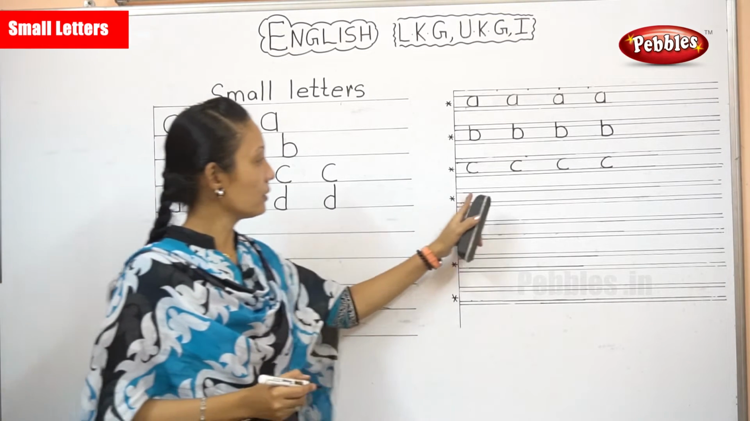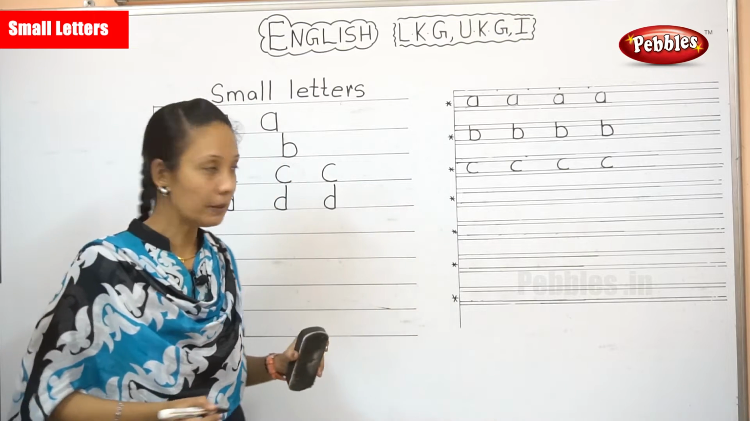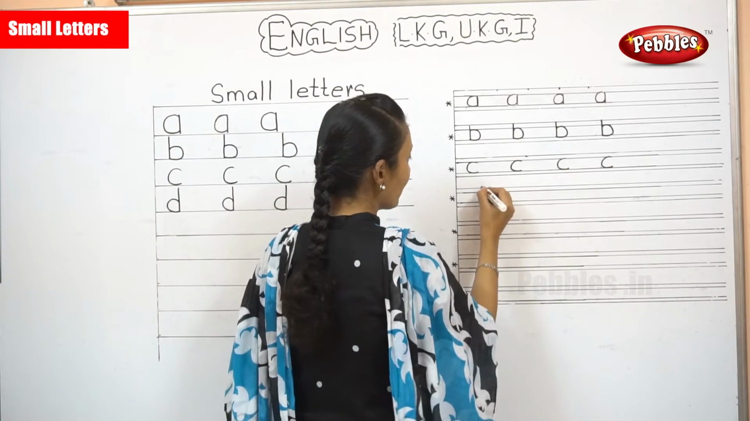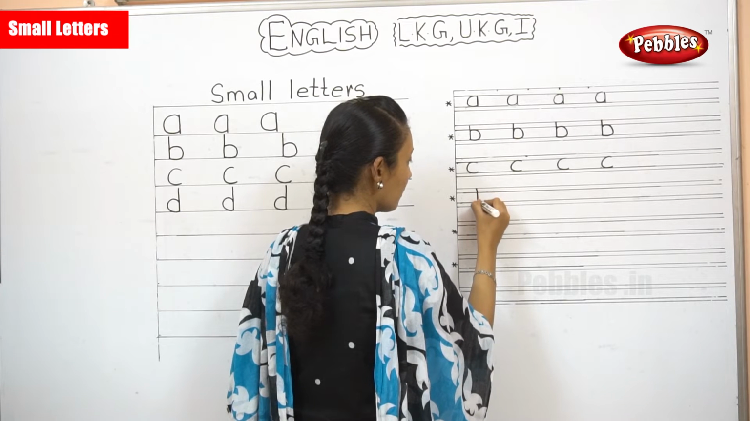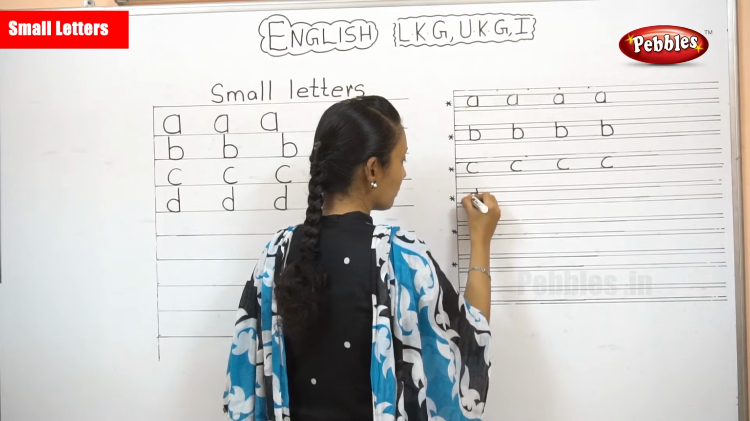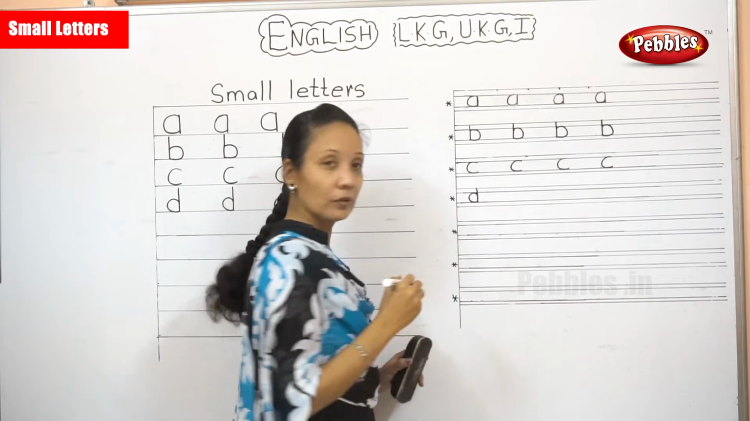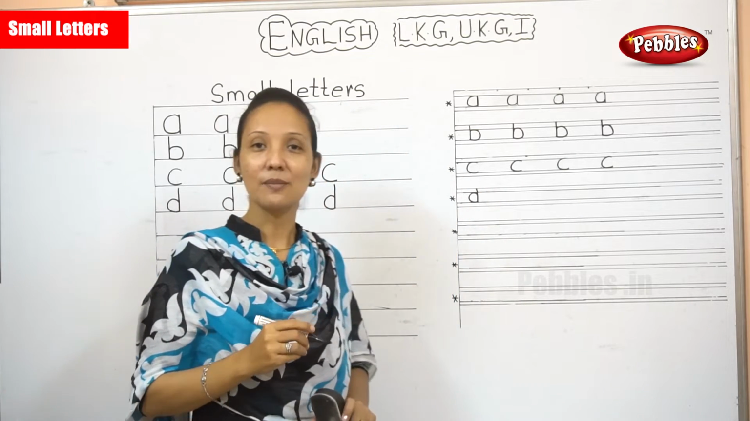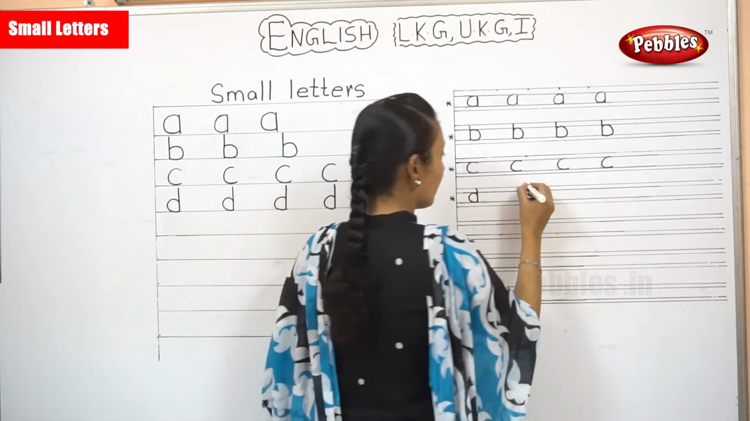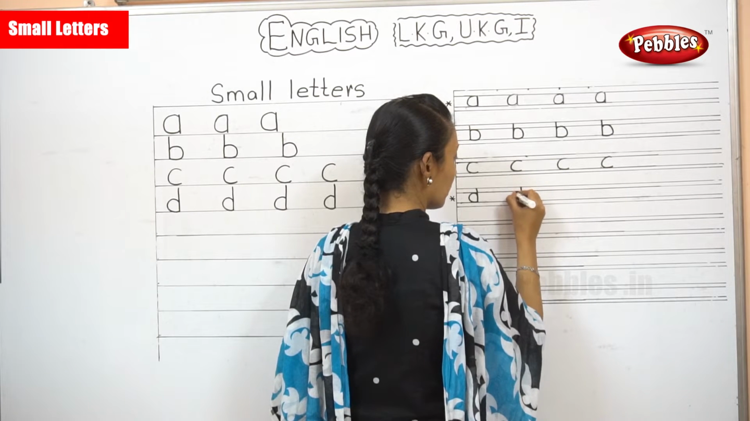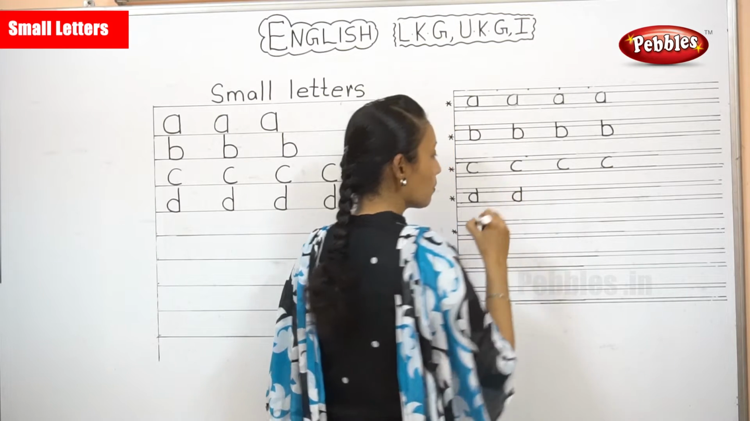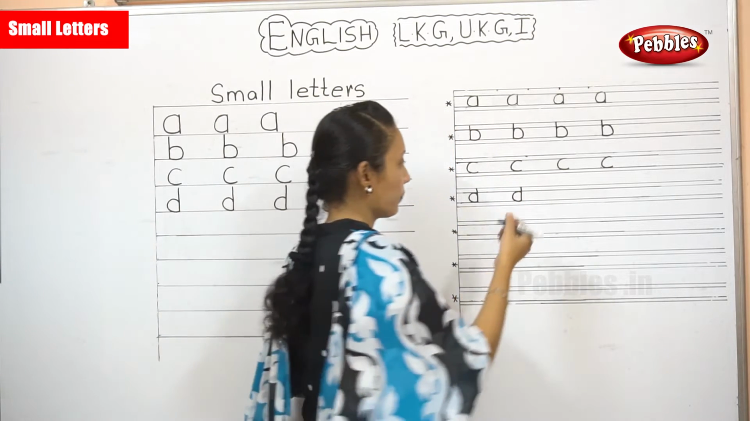So now shall we learn to write the D in your 4 line? You will start it from your first line, come down to your third line and your curve D. What alphabet is this? Yes, small d. Again your standing line and your curve small d.